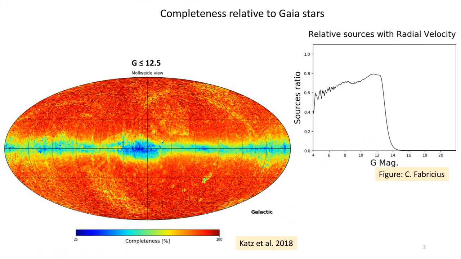The next figure shows the completeness of the RVS catalogue as a function of the G magnitude. We note that the completeness drops to zero beyond G equals 13, reflecting the cut in magnitude mentioned before. The completeness is lower for the bright stars where saturation occurs. Those spectra are excluded from the pipeline and no radial velocity is currently computed, even if only a single pixel is saturated.